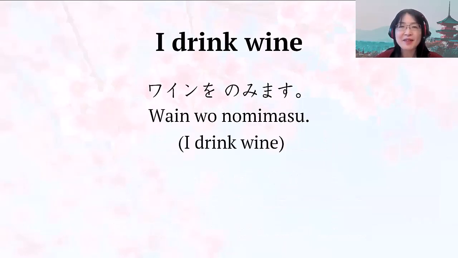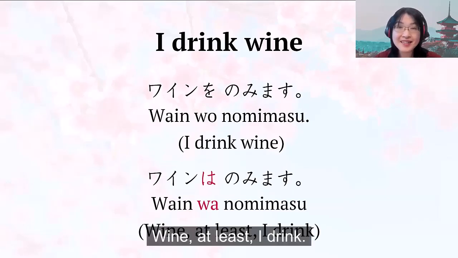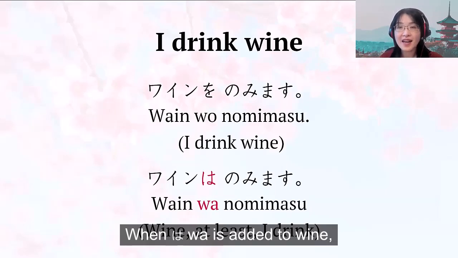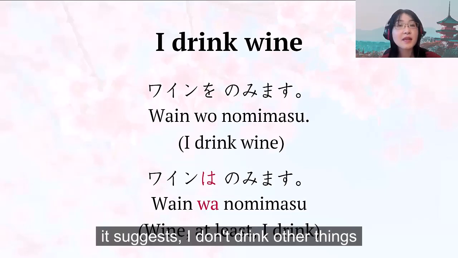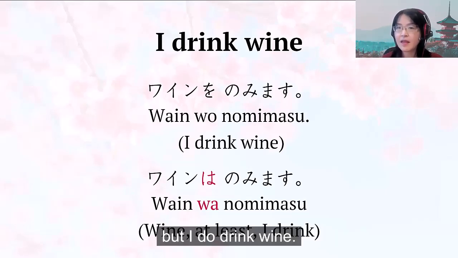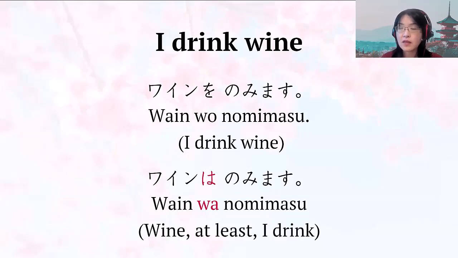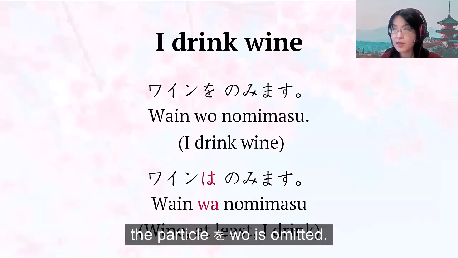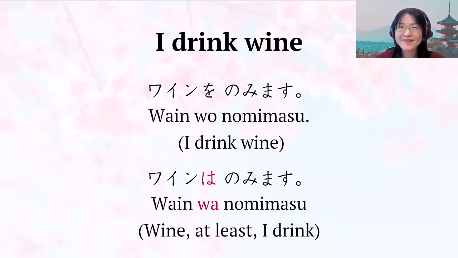Okay. Yeah. Next one. I drink wine. ワインを飲みます. ワインは飲みます. Wine, at least I drink. When は is added to wine, it suggests I don't drink other things like beer or whiskey or champagne, but I do drink wine. Now you can see that we don't use おは. Okay, when wa is used, the particle o is omitted, right? So wa is used as one particle. So ワインは飲みます. Alright, the next one.